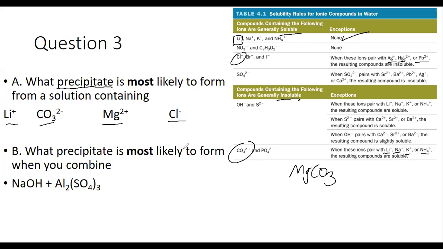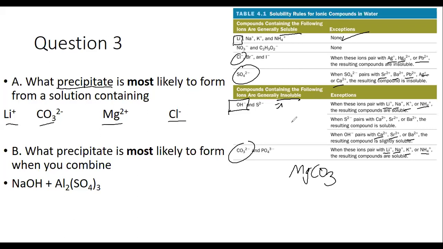Same idea for two. If we look at SO4, SO4 is soluble, except when paired with strontium, barium, lead, silver, or calcium. There are none of those, it's sodium. So sodium SO4 is soluble. So the correct answer is aluminum hydroxide. Things with OH are insoluble unless paired with lithium, sodium, potassium, nitrate, or calcium, strontium, or barium. Aluminum is not one of these, so when paired with OH, it is insoluble.